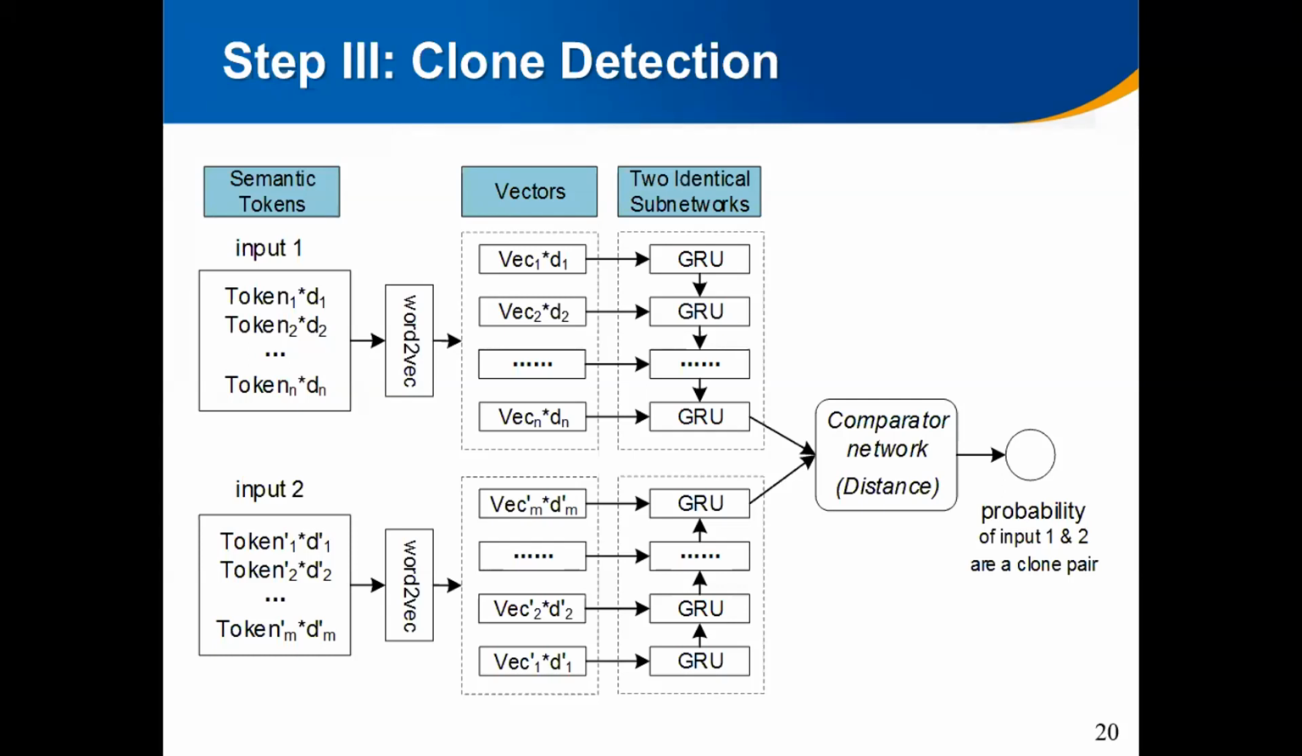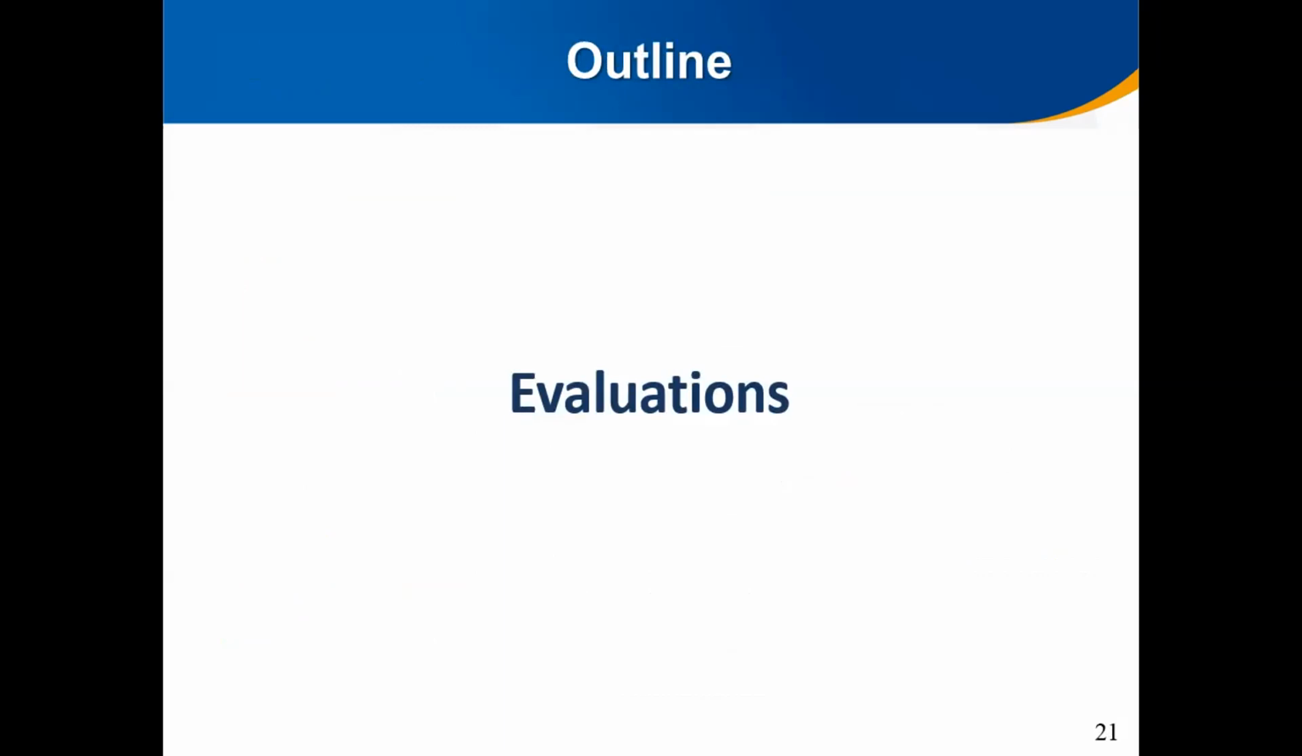The input of the GRU network are certain semantic tokens obtained by centrality analysis. We first train embeddings of tokens using word2vec to convert the token into a fixed length vector whose dimension is 100. After multiplying by the corresponding total degree centrality, the semantic vectors are then fed into two identical GRU subnetworks. Finally, a comparator network takes these two subnetworks' outputs as inputs to compute the distance. The output of the trained Siamese network is the probability that two input methods are a clone pair. We claim that two methods are a clone pair if the value is above 50%.